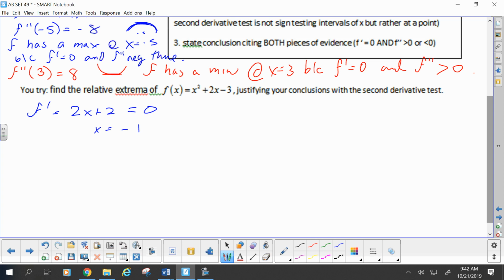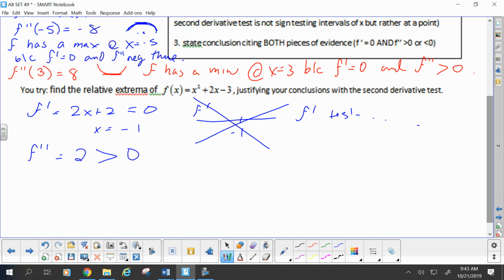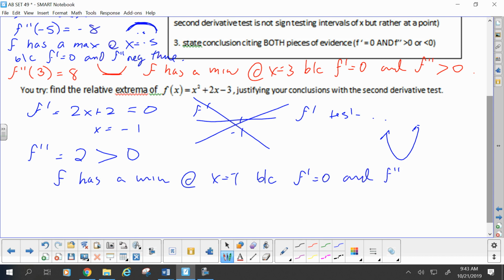So would you get x equals -1? Yep. Okay. So now do I do some kind of sign test around -1? No way. That's the first derivative test. That's not the question. The second derivative test says find the second derivative. It's just 2. That means it's always concave up. Does that make sense? Yeah, it's a parabola. Of course, it's always concave up. So we conclude that F has a min at x equals -1 because F prime equals 0 and F double prime is positive there.